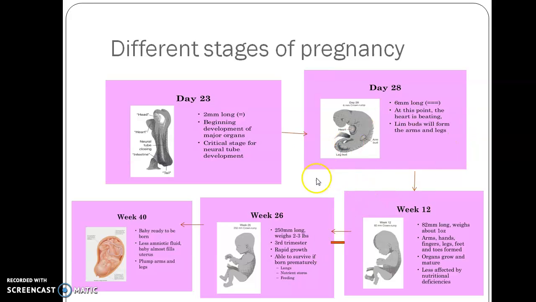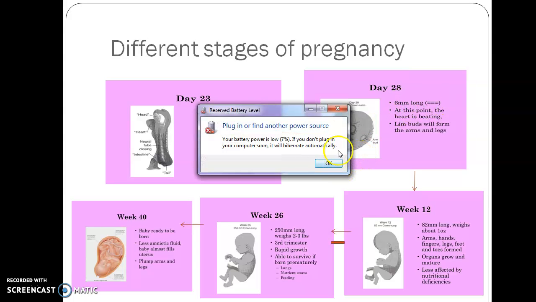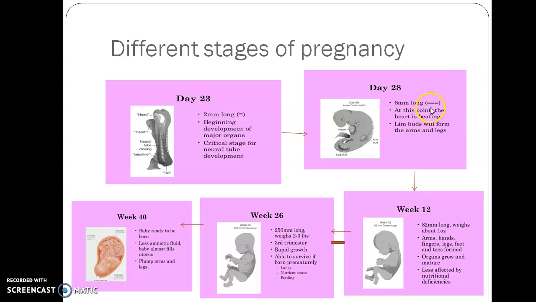Now let us look at day 23 of a fetus. Now the fetus will be about 2 millimeter long. It is the beginning of the development of major organs. It is a very critical stage for neural tube development. While in day 28, it reaches around 6 millimeter long, and at this point, the heart is beating and the limb buds develop into arms and legs.